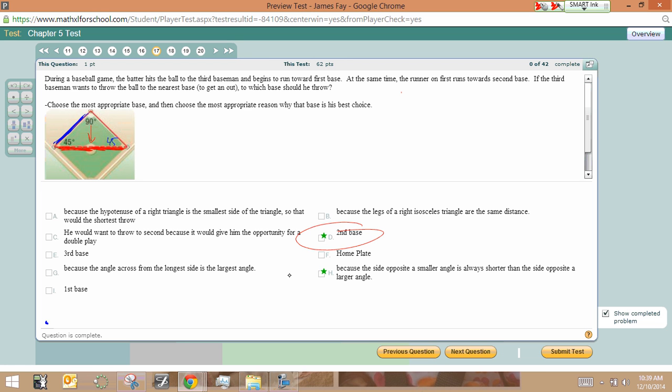That's the correct base. And the reason is because the side opposite a smaller angle, which this side is opposite 45, is always a shorter length than the side opposite a larger angle. So the blue, because it's across from a smaller angle, is a shorter throw than the red, because the red is across from a larger angle.